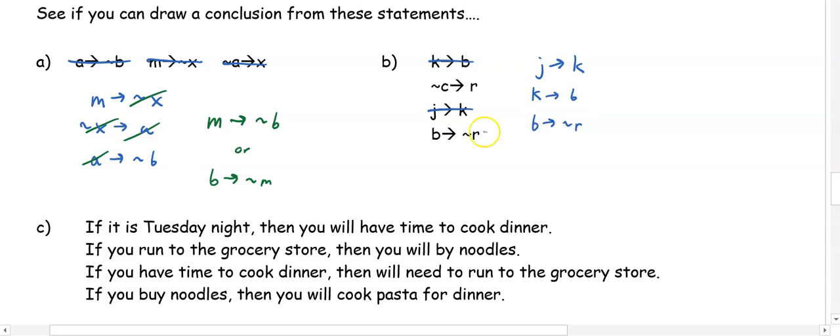Our last statement has to start with not R. Right now I have R at the end. So I can do the contrapositive to switch the order. So it becomes not R to C. And we can cross out what repeats. So we have J to C. Or we could do the contrapositive, and if we started with not C, we would have not C to not J.